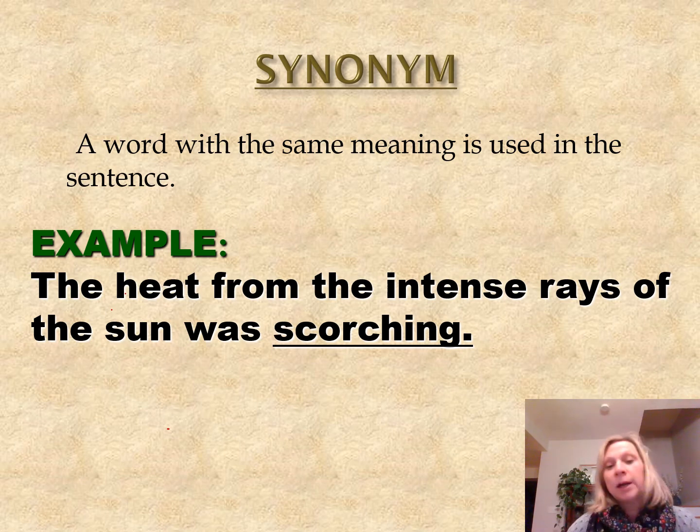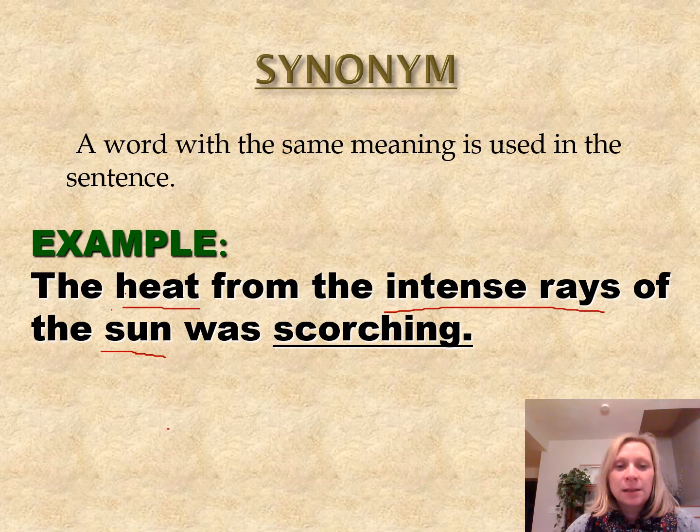scorching. Okay, so I need to think about, what are they trying to tell me here? The heat from the intense rays of the sun was scorching. All right, so I have a clue about the sun, the intense rays, heat. Okay, so scorching must have something to do with heat. So heat and scorching, they are synonyms. Okay, so that just tells us that scorching means intense heat.